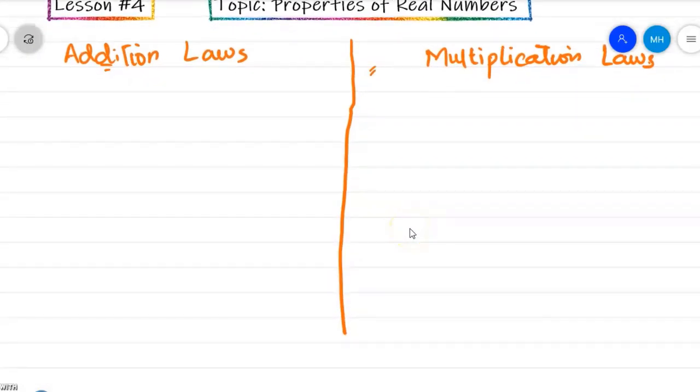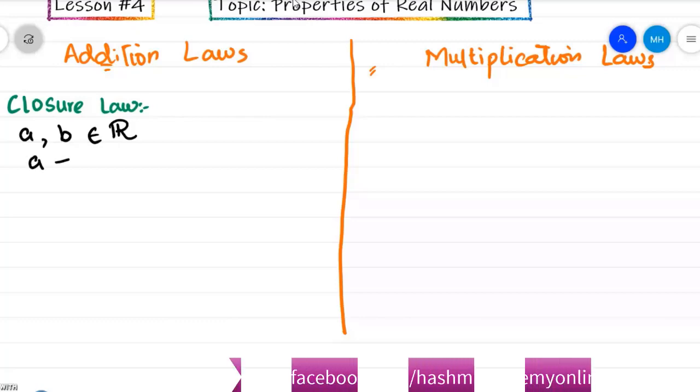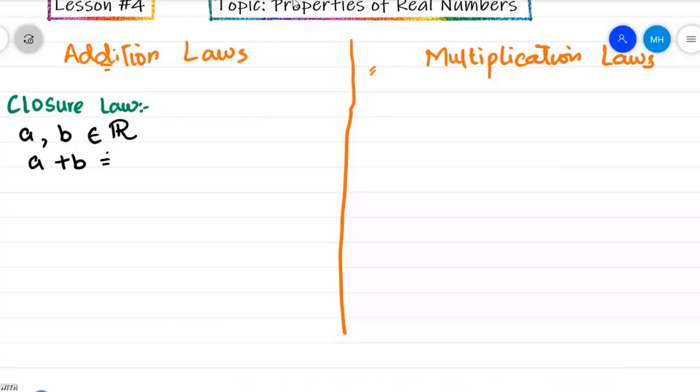The first property is the closure law. As the name symbolizes, closure means closed. If you take any two numbers from the set, as we have discussed, and I am going to discuss the real numbers, so I take 2 real numbers. If A and B belong to the real numbers, then when I apply addition on both of them, the answer will give me an element which also belongs to the real numbers.